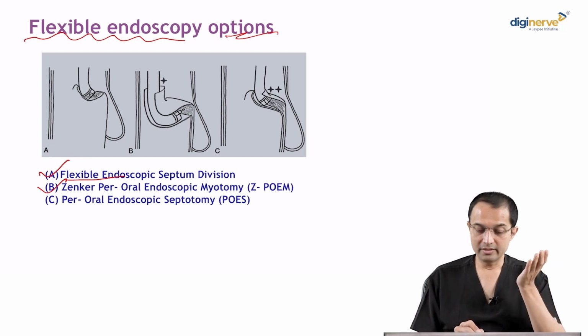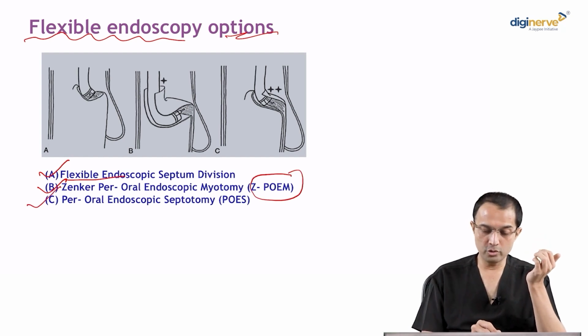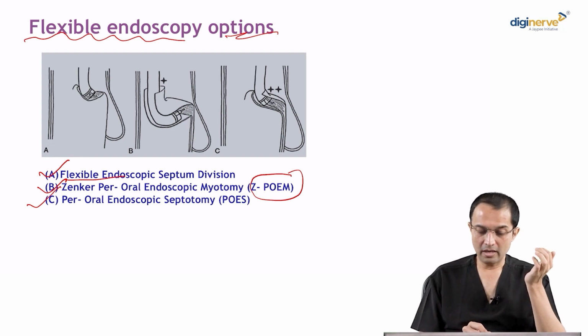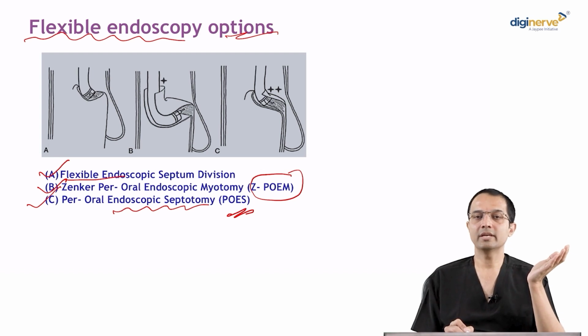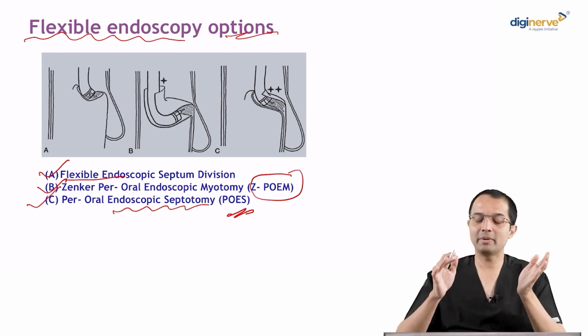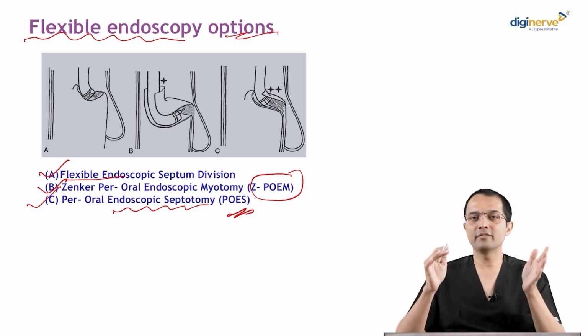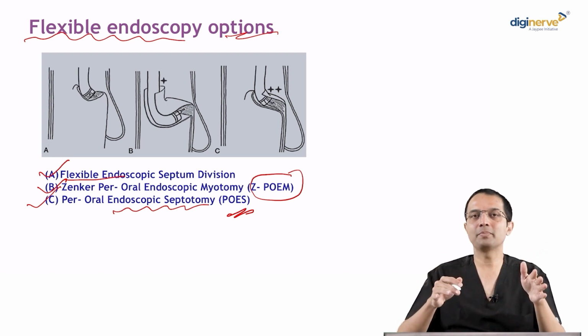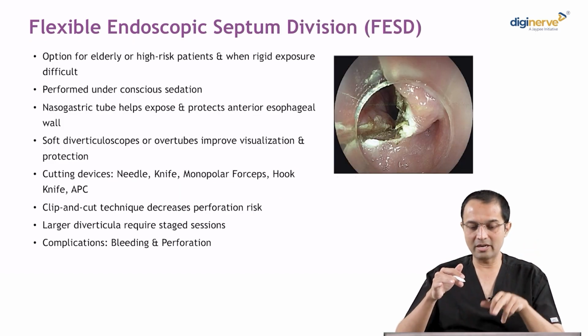You can do Zenker peroral endoscopic myotomy, commonly written as Z-POEM. You can also do peroral endoscopic septotomy, POES. Okay. So remember all these terminologies. This can be asked in your exam, Z-POEM or POES, so you don't get confused. Okay. They are all very simple, but the fancy names will confuse you. Okay. So let us understand one by one.